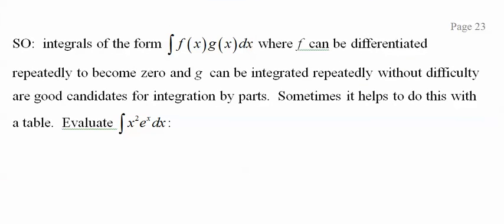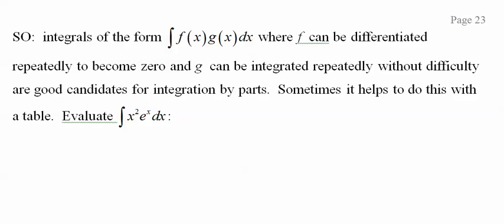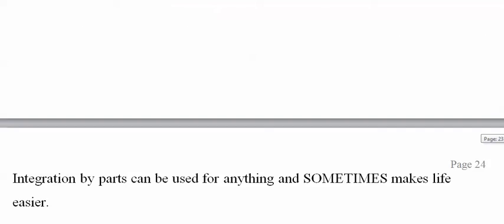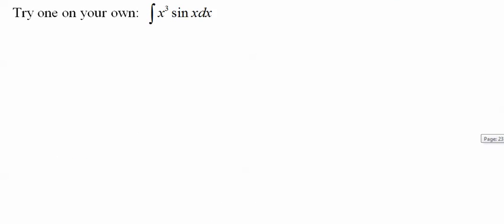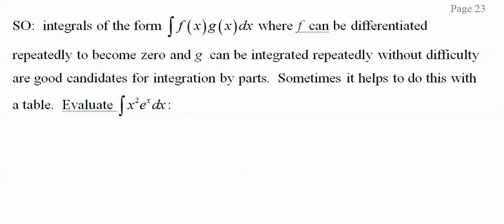So here's integrals of the form blah, blah, blah, where f can be differentiated repeatedly to become 0 and g can be integrated repeatedly without difficulty. They're good candidates for integration by parts. Sometimes it's really easier to do this with a table. So I'll show you how to do this one. Let me see how much more I got to go. I think we're going to have to stop here. I'll pick this up on my next video.